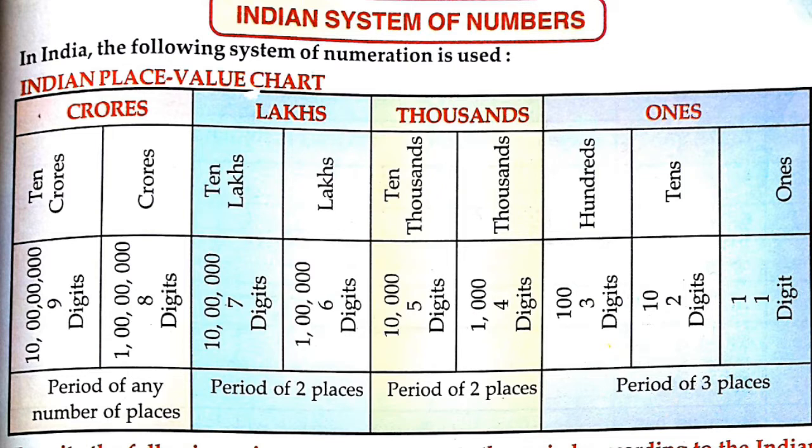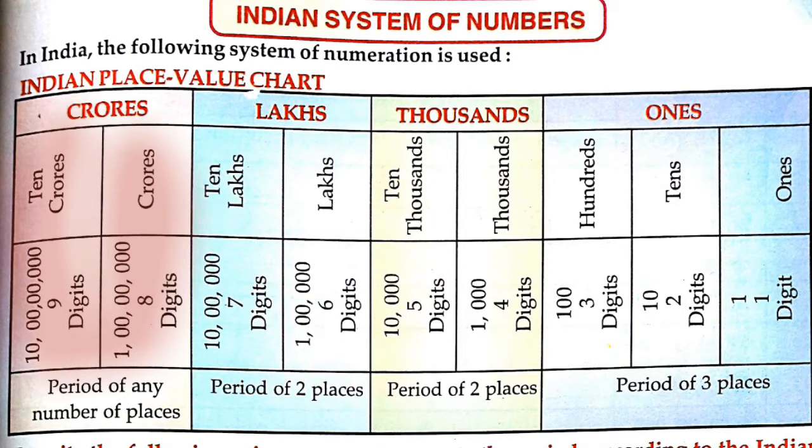In the Indian system, you see the picture. There are 4 periods. These are the periods. First is the ones period, second is the thousands period, third is the lakhs period, and then the crores period. In the ones period there are 3 columns, in the thousands period 2 columns, in the lakhs period also 2 columns, and the crores period also 2 columns.